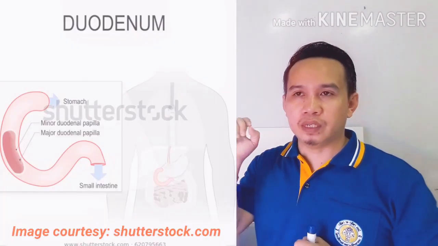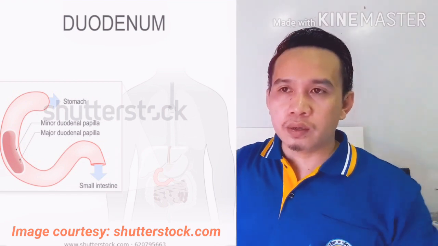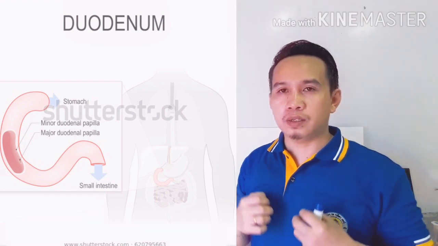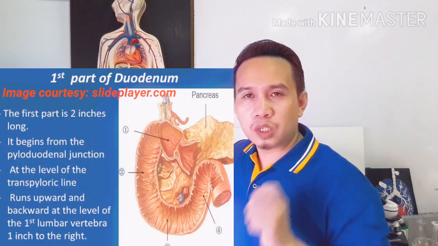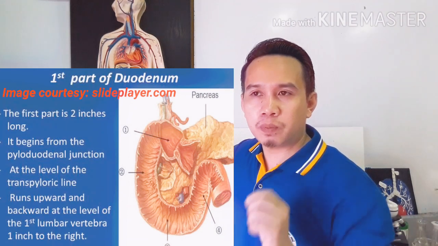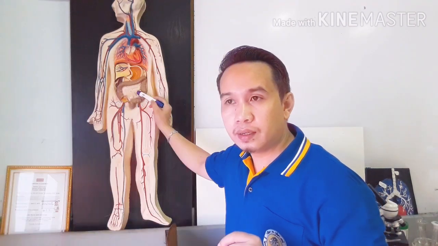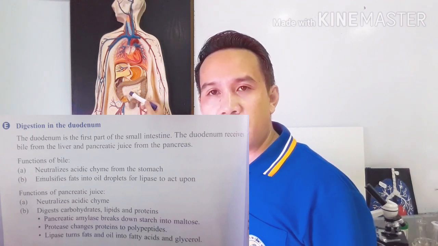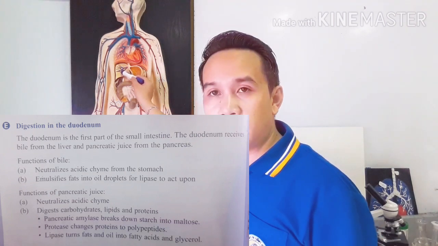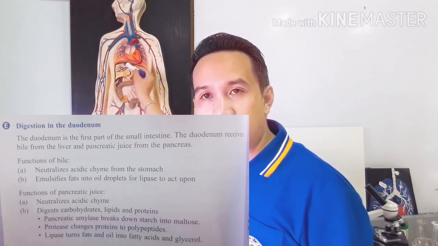Now the next process of digestion, right after the liver and the pancreas work, is what we call digestion in our duodenum. What is the main job of our duodenum? As we could remember, that is the first part of our small intestine, right? That duodenum receives bile from our liver and also pancreatic juice from our pancreas.